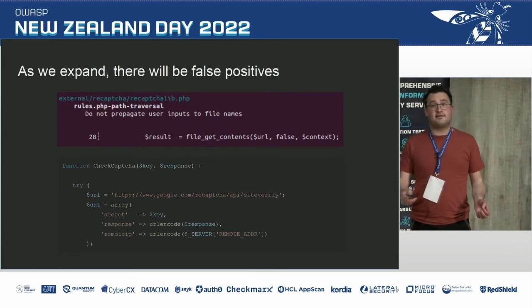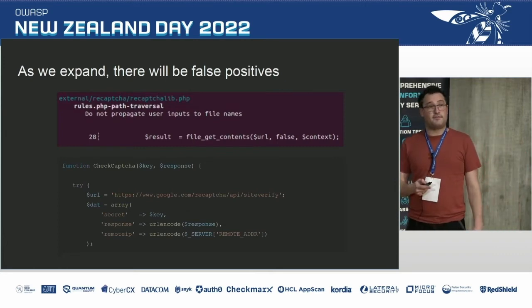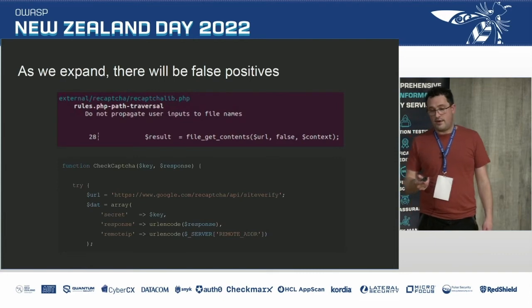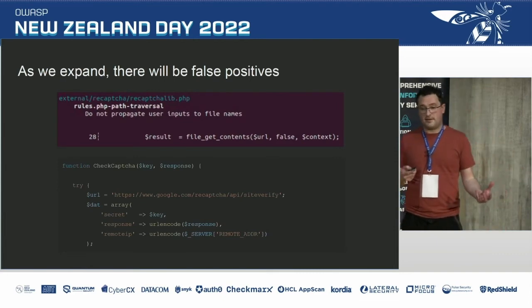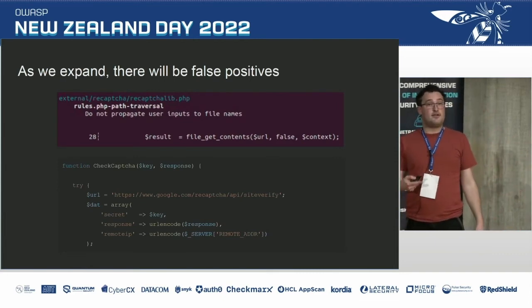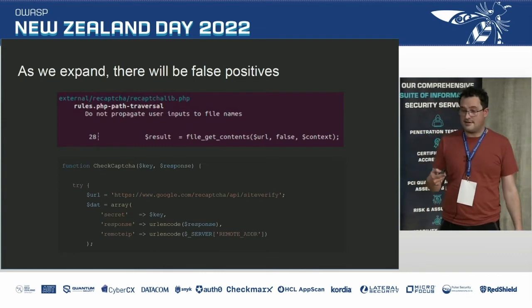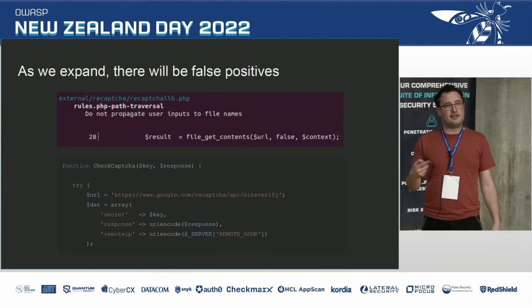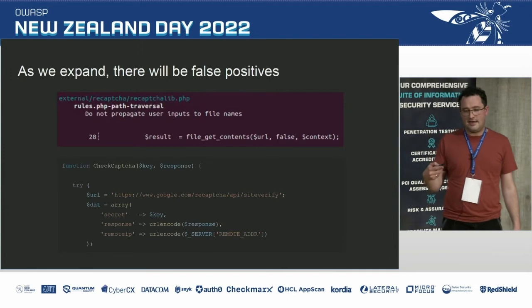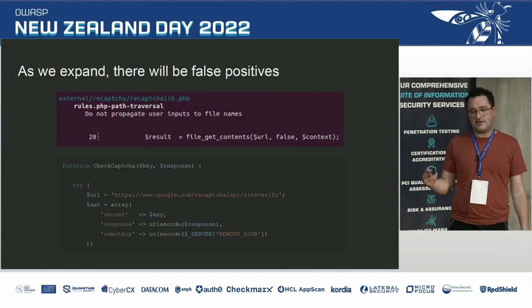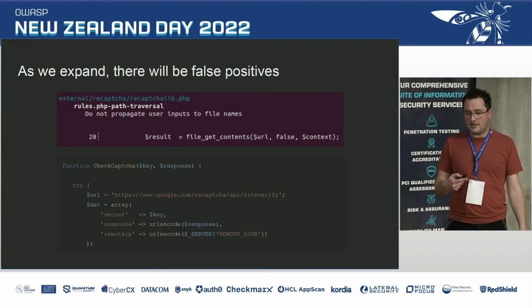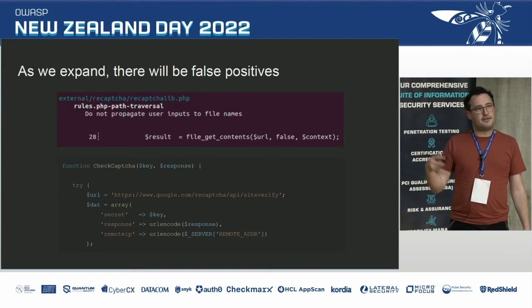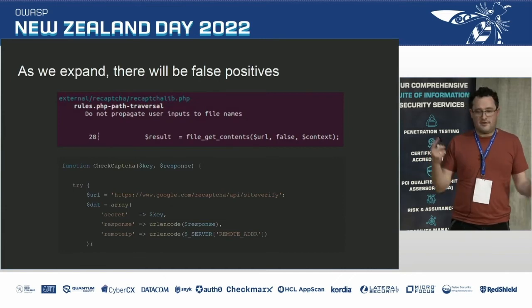As we expand our search parameters, there will be false positives. We will come up with things which should not be vulnerable. So in this case, we caught the reCAPTCHA library that's been incorporated into DVWA. It's not actually vulnerable. What's happening here is file get contents is actually being used to read a URL. Now, PHP has a virtual file system that makes this just work magically, but actually the user input is being safely URL encoded and put into that URL. It's fine.